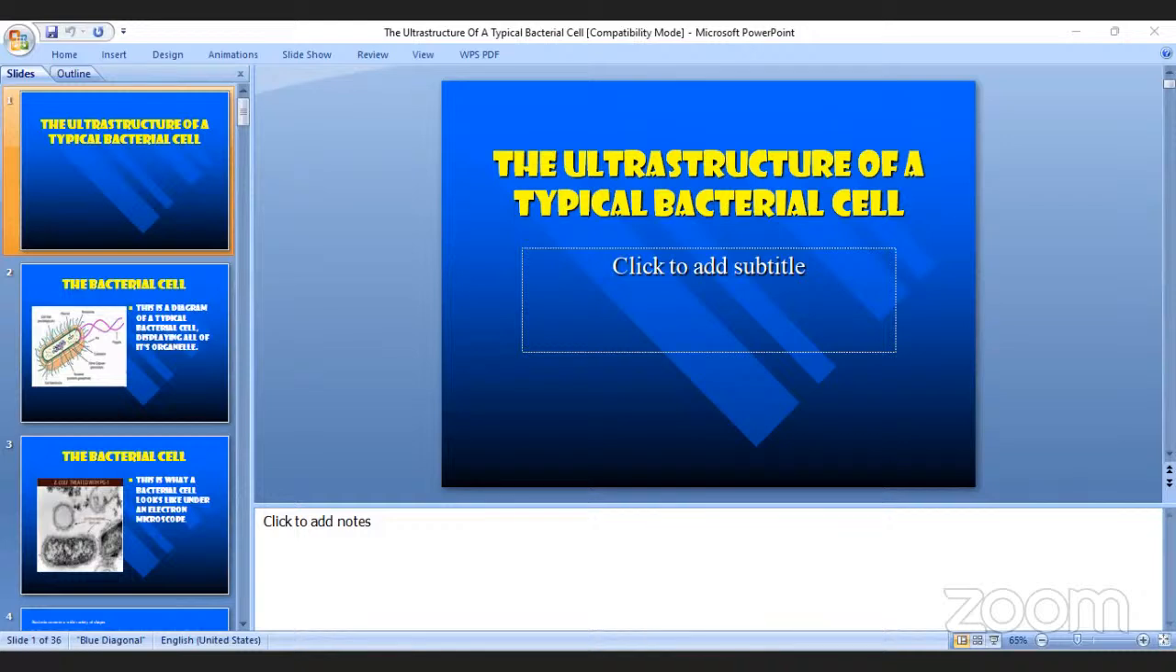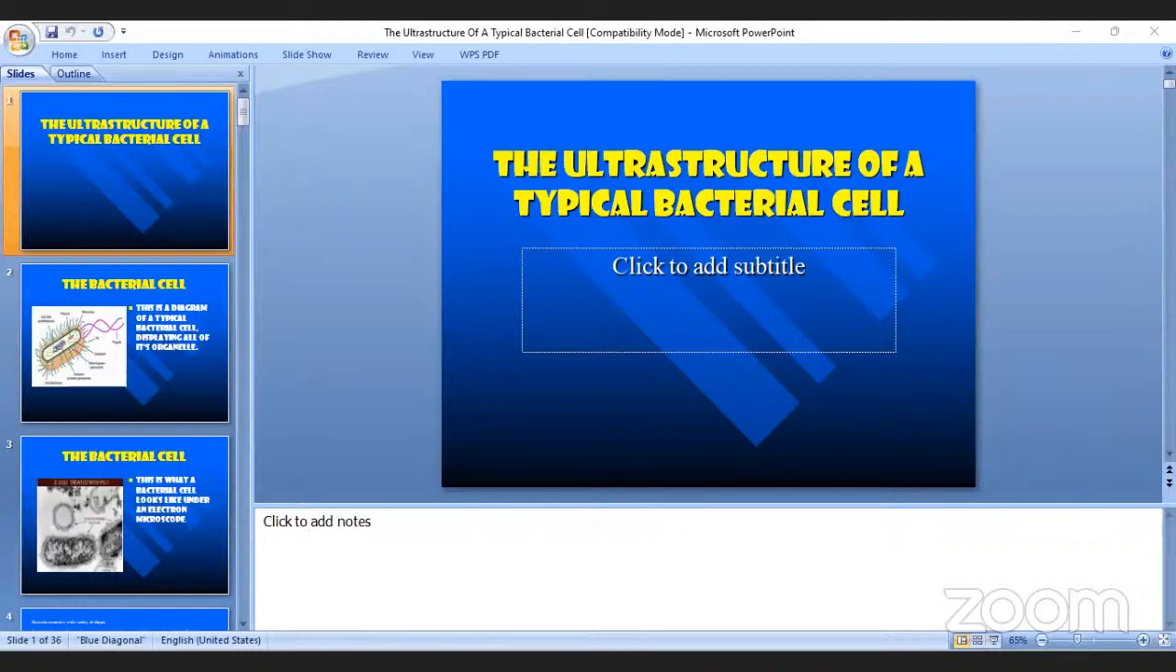Yes. And apart from that, only 70S ribosomes are there, and in the cell structure, a plasmid is also present. Here are the ribosome, pili, flagella, slime capsule, nucleoid, which I already told you, cell membrane, and cell wall. These are all present in the bacteria cell.